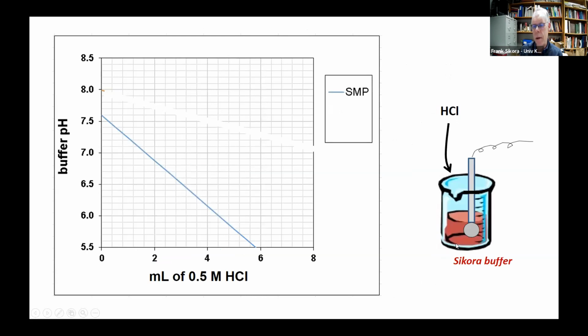So again, I didn't work with any soil at all in this project. It was just looking at a solution of water and buffer, adding acid to it. You have a decrease in the pH with the addition of acid to the SMP buffer. Creating the Sikora buffer, I mimicked that with the same titration curve with those replacement chemicals.